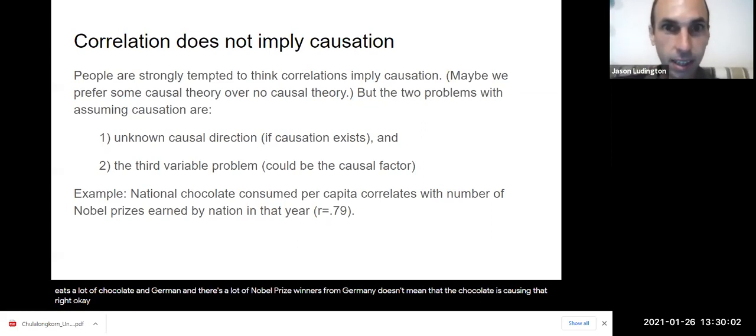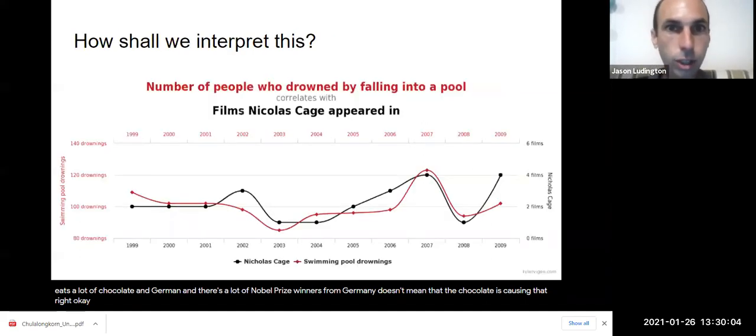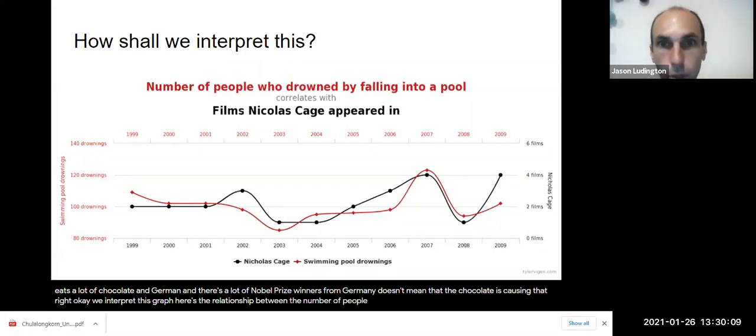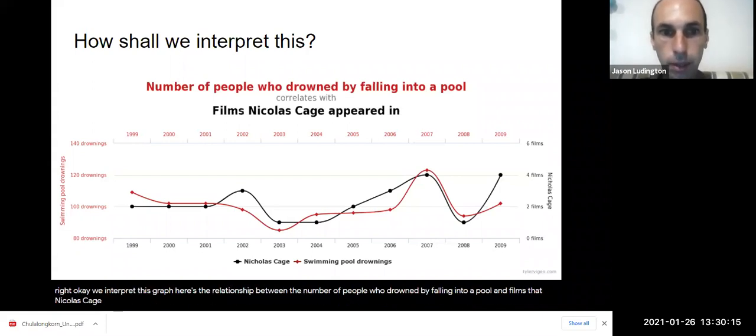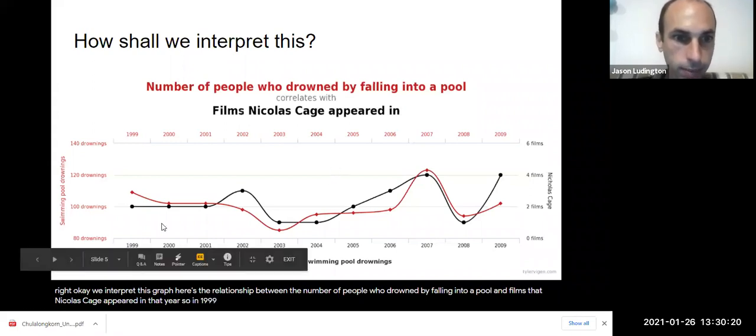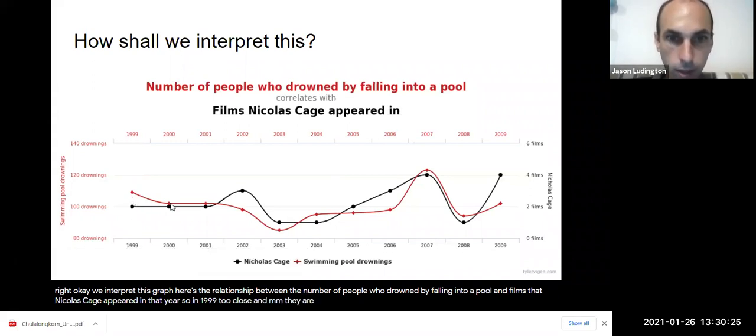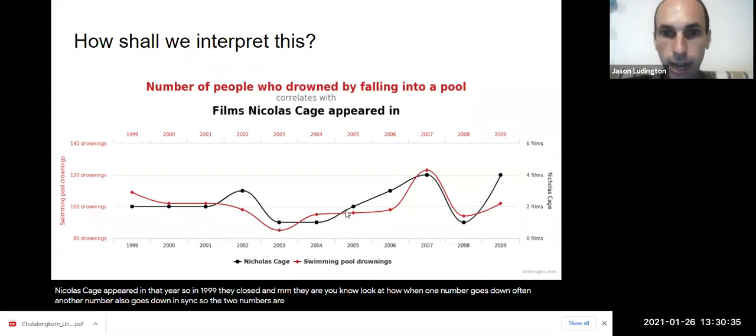Okay. How shall we interpret this graph? Here's a relationship between the number of people who drowned by falling into a pool and films that Nicolas Cage appeared in that year. So in 1999, they're pretty close. In 2000, look at how when one number goes down, often the other number also goes down in sync. So the two numbers are synchronized. They are related.